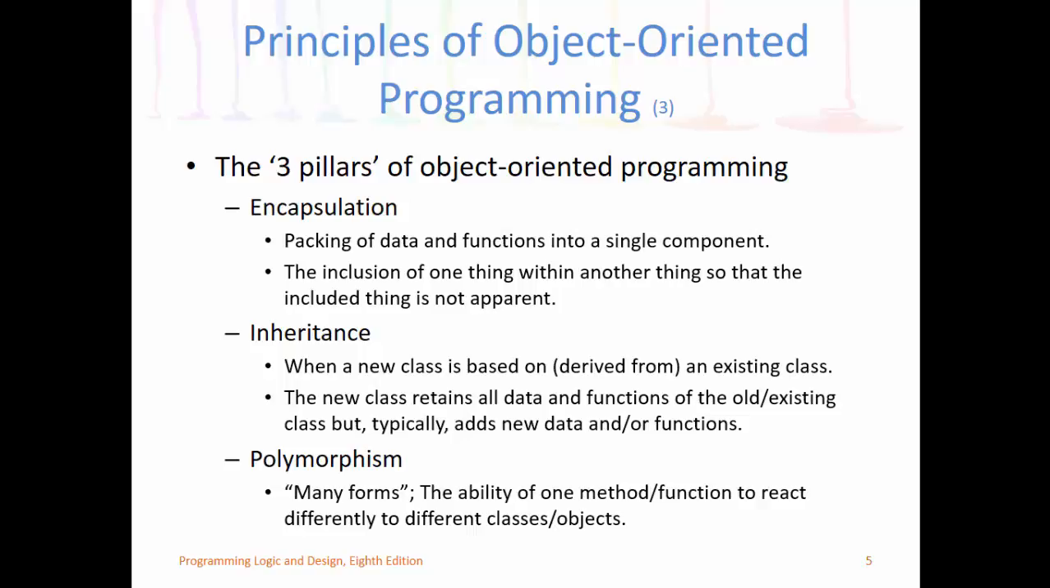Polymorphism, which literally means many forms, is the ability of one method or function to react differently to different classes or objects. For example, think of the method of open. You want to open an object. Well, the open method will work differently for a door than it will for a drawer or a bank account or an eye. When you open your eye, that's different than opening a bank account. So briefly, those are 5 principles of object-oriented programming.